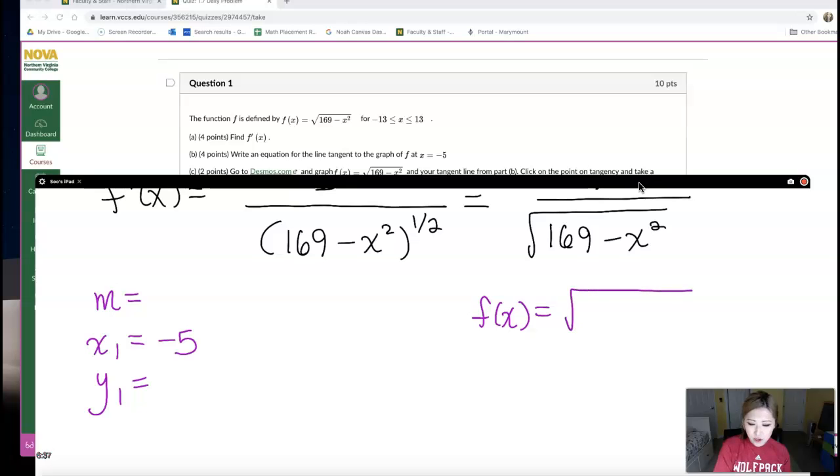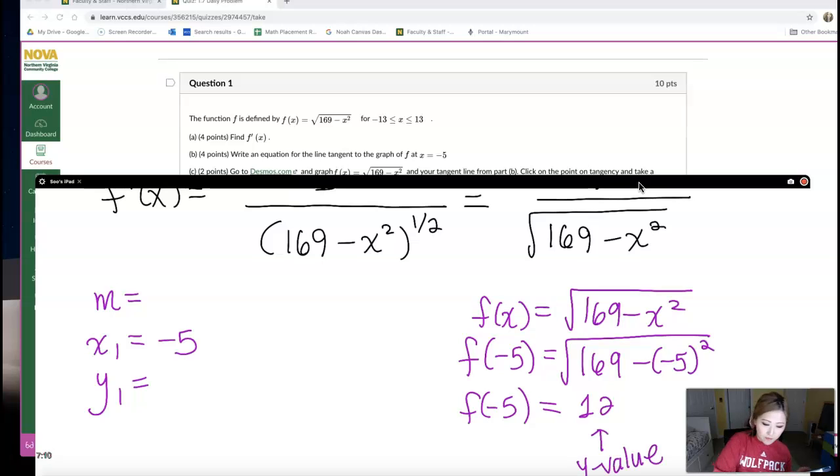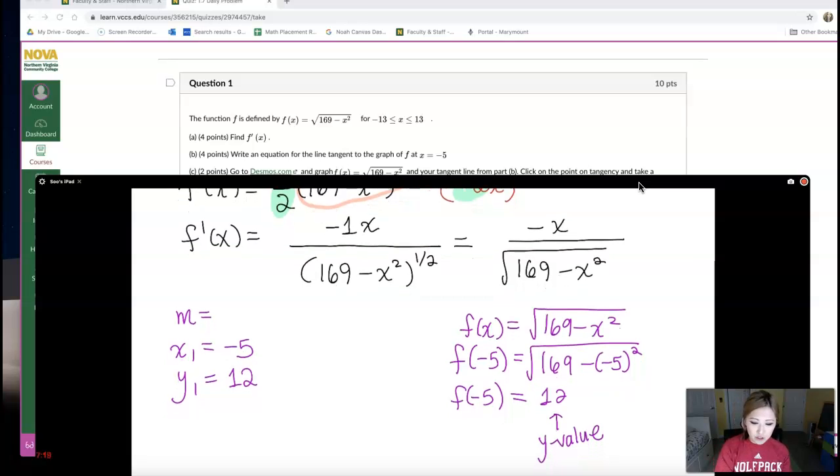f of x is square root of 169 minus x squared. So if I want the y value, I will plug in -5 into this function. This is me trying to find my y value. I think I tried to create problems so that it gives you a whole number, not an irrational number. So I'm typing that in, square root of 169 minus -5 squared, and that comes out to be 12. So this is the y value. If you want to find the y value, you make sure to plug it into the original function, not the derivative function. But now we're going to use the derivative function to find the slope.